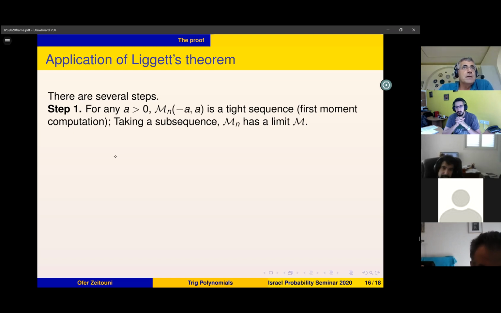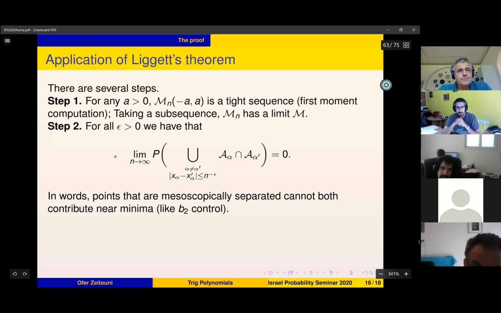So possibly taking a subsequence, we know that Mn has a limit. Let's take that limit, let's call it M. And now we want to identify M. If I show you that M is a Poisson point process, then there is nothing else to do. Okay, so that's the first step.